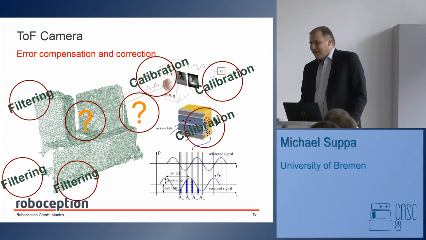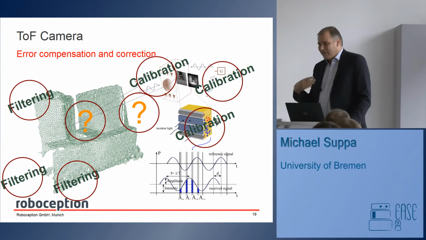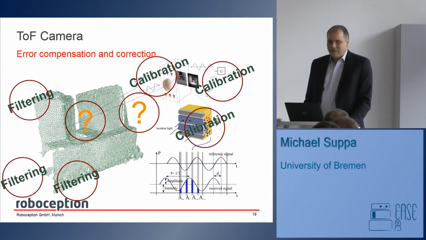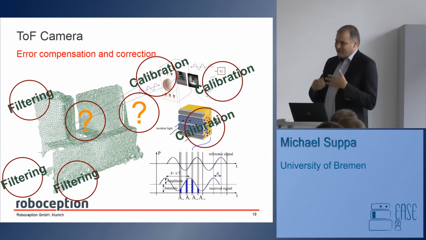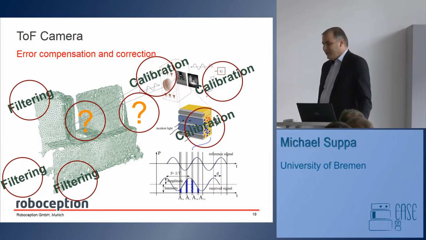That's a problem with most active systems. The time-of-flight is just an example for that, but it also happens to laser. It also happens to other systems independently. It's just a size issue or scale issue, be it bigger or smaller, if you notice it.